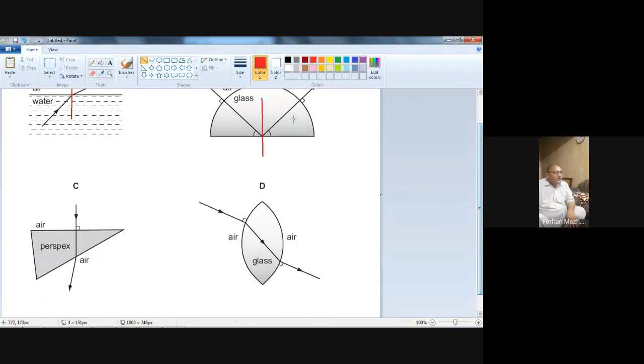Okay, let's move to the next diagram. In diagram C, the light entered the glass making a 90-degree angle with the glass, so it should not deviate, and it did not deviate, so it's good. Here the light entered from the glass into the air. So let me draw the normal here.